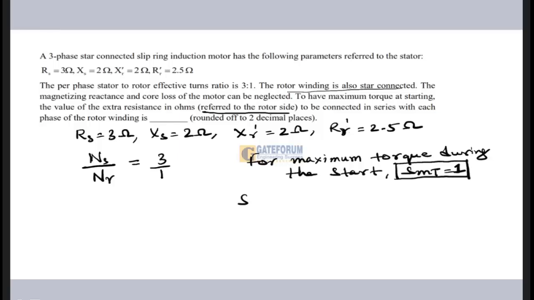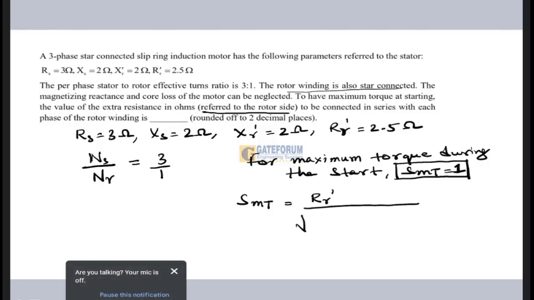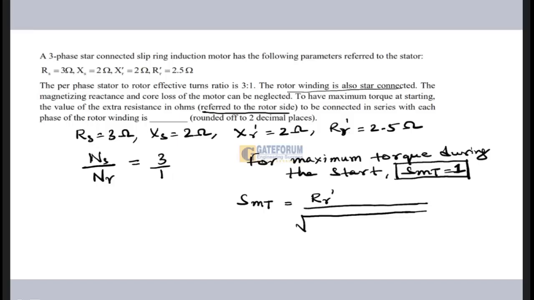Right? So I know the slip formula whenever you are given the rotor resistance and the stator resistance and reactances. So here the stator resistance is not neglected and the stator reactance is also not neglected. So I'll provide the total equivalent formula, which will be the square root of RS square plus (XS plus XR dash) whole square.